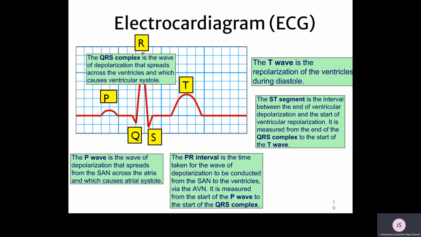We also talk about something called the ST segment, and this is the sort of time interval between the depolarization and repolarization of the ventricles. So that's the time it takes to go from the contraction to the relaxation of the ventricles.